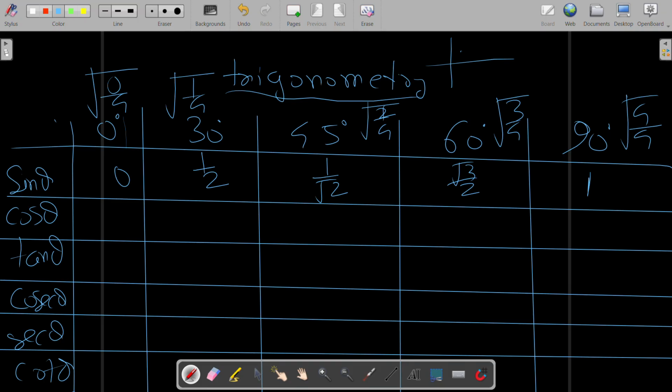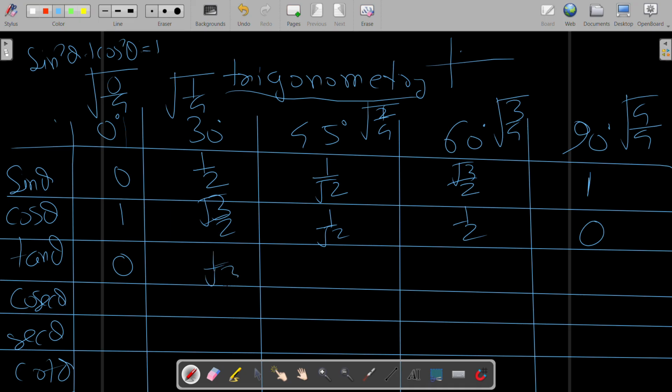And then if we just use the standard relations, sin square theta plus cos square theta equals 1, or sec square theta minus tan square theta equals 1, or cosec square theta minus cot square theta equals 1, and the other ratios, we can get from this whole table. Like this will become 1, this will become root 3 by 2, this will become 1 by root 2, this will become 1 by 2, and this will become 0. Similarly, this will become 0 and 0, 1 by root 3, 1, root 3.